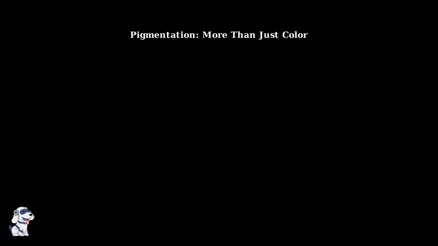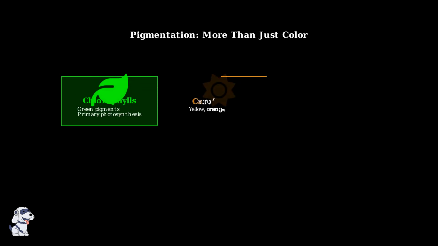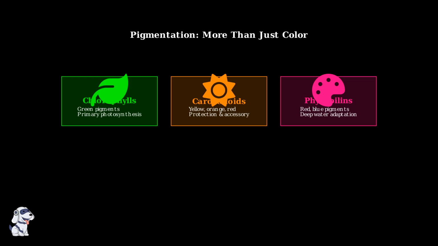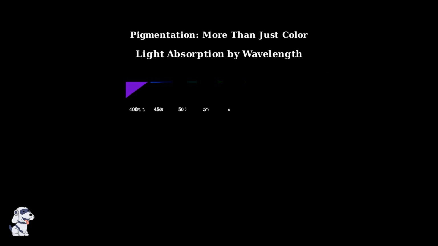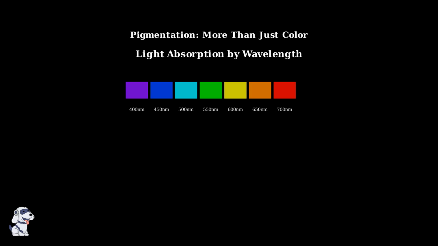Their pigments are sophisticated molecular machines that capture light energy for photosynthesis. Algae contain three main types of pigments, each with unique properties and colors. These pigments work together to maximize light absorption across different wavelengths. Each pigment type absorbs light at different wavelengths. This allows algae to capture energy from various parts of the light spectrum, making them incredibly efficient at photosynthesis.